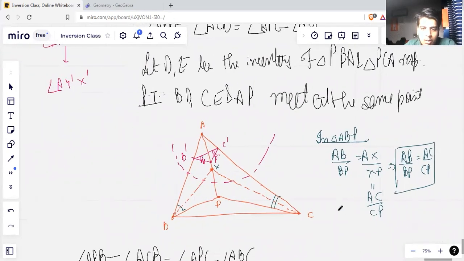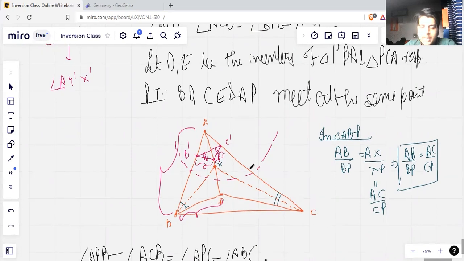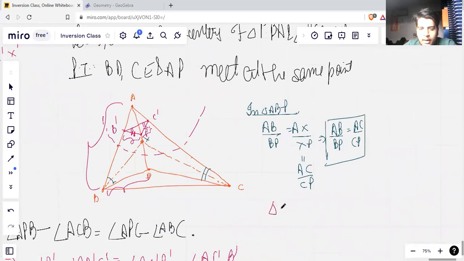Now we somehow need to involve these lengths AB and BP. And we also need to use the fact that B dash P dash is equal to P dash C dash. So we have this similarity thing, right? Triangle ABP similar to triangle AP dash B dash, because this thing is cyclic, right? Inverses are there. Remember this thing. This is very much used.